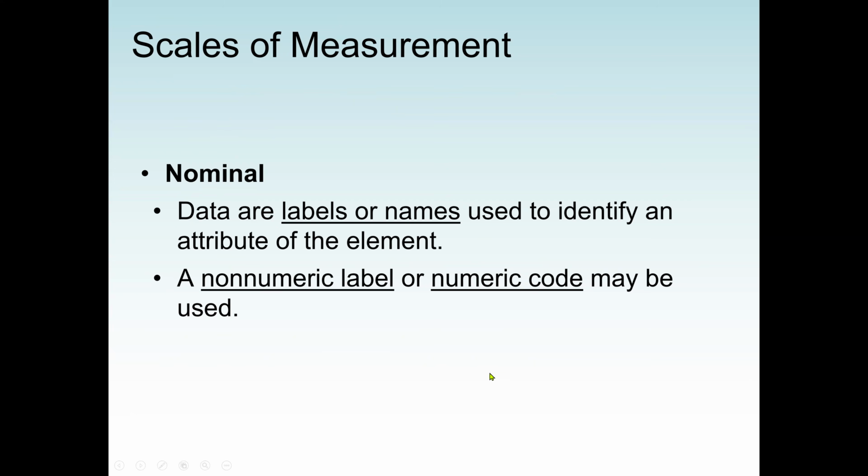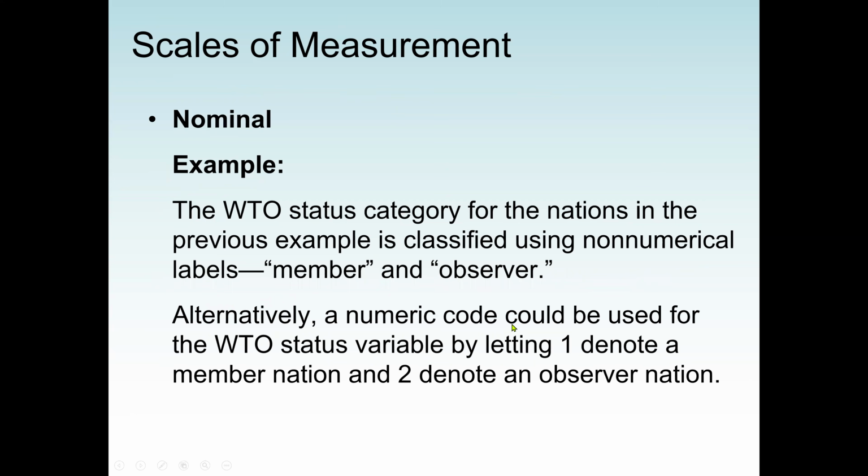Or employee ID, we cannot add two employee IDs. So even though it's numeric, it's a code. So we cannot perform any arithmetic operation. So nominal again is data that are labels or names or a numeric code. We cannot perform arithmetic operations. The only operation we can perform is counting.